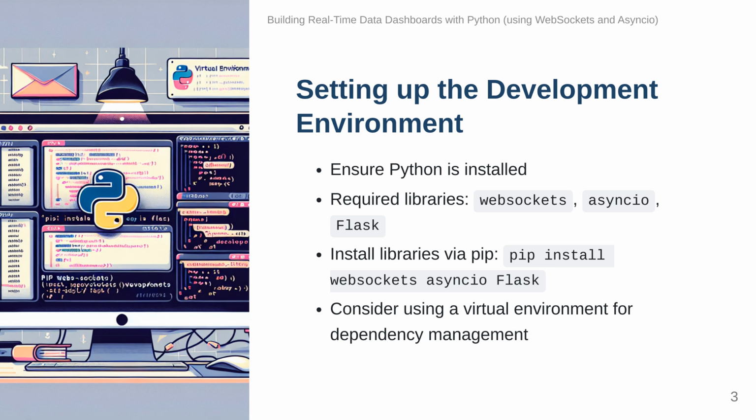To create our real-time dashboard, we'll need to set up our development environment. First, ensure you have Python installed on your machine. We'll be using the following libraries: WebSockets for handling WebSocket connections, Asyncio for asynchronous programming, and Flask for serving our front end. You can install these libraries using pip. Simply run pip install websockets asyncio flask in your terminal. Additionally, you might want to set up a virtual environment to keep your project dependencies organized. This step is crucial for avoiding conflicts with other projects. Follow the links in the description for detailed instructions on setting up Python and the required libraries. Now, let's move on to creating our WebSocket server.